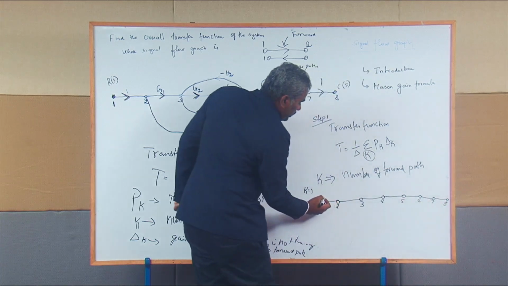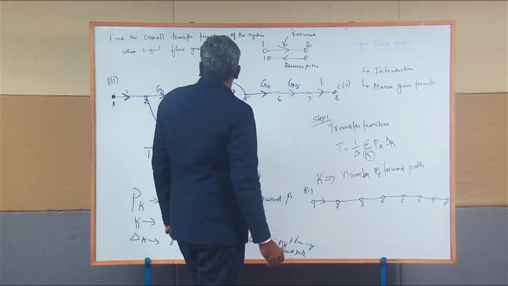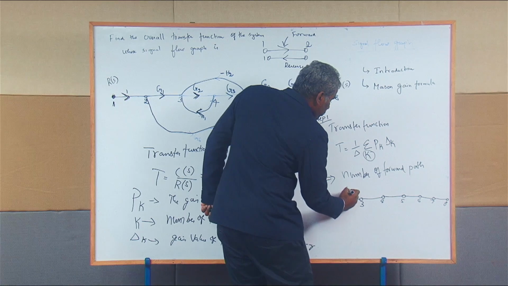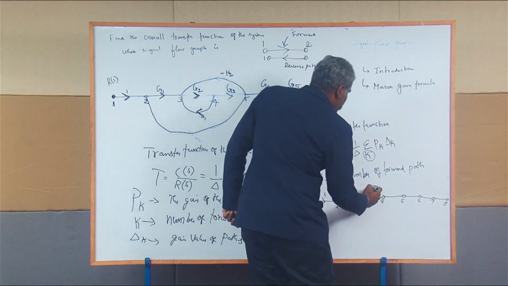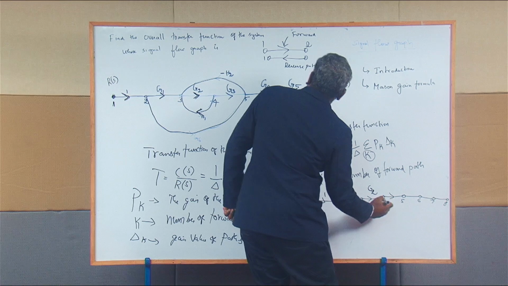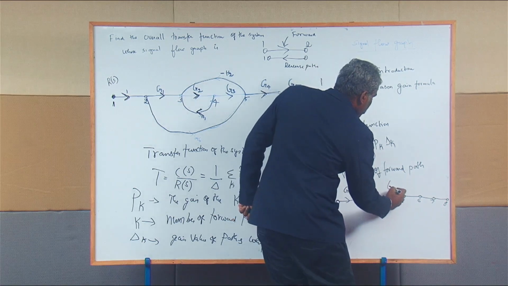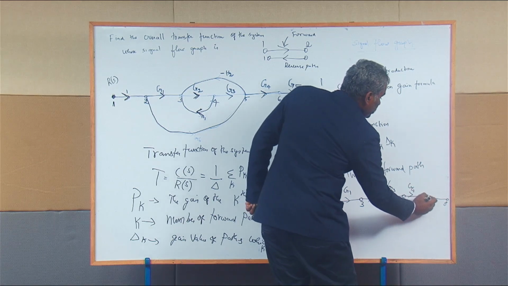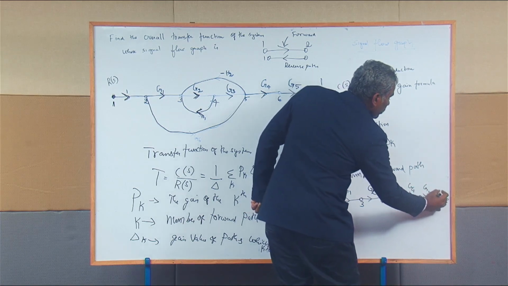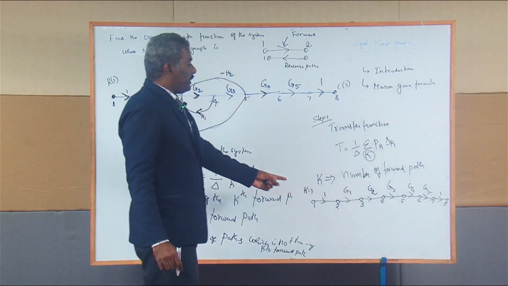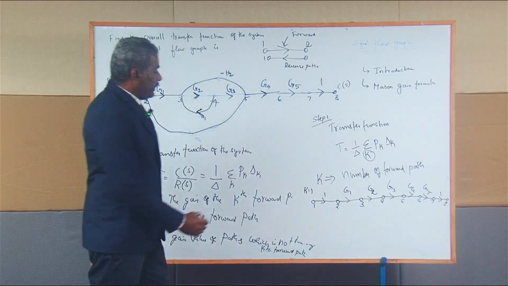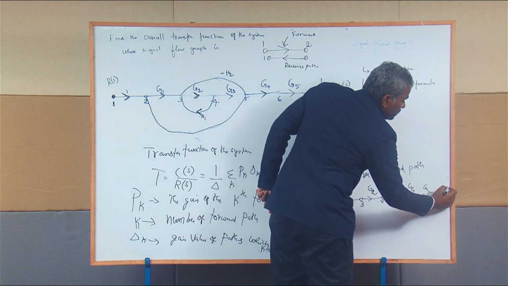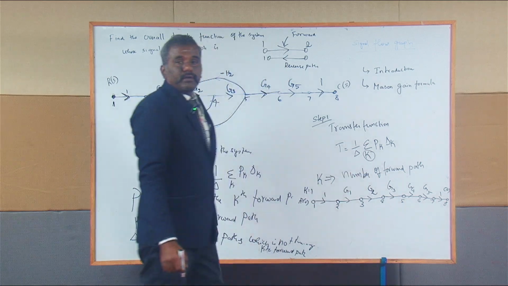And its gain, you need to give its gain value also: 1, G1, 3 to 4 G2, 4 to 5 G3, and 5 to 6 G4, 6 to 7 G5, 1. So this is the forward path number 1, starting from R of S, the input node, to ending with C of S, which is nothing but the output node.